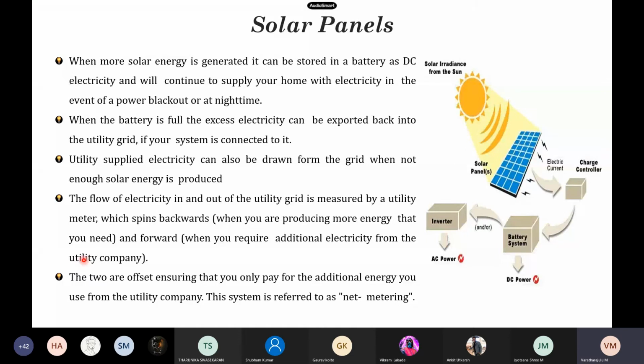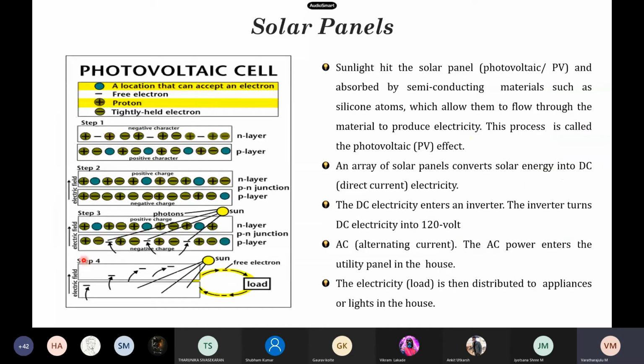See here, the protons are indicated with a plus symbol in a circle, and tightly held electrons are circled with a negative, and free electrons are given as a negative symbol, and the circle with blue color is an indication of a location that can accept an electron. N type, N layer, and we have P layer. I'll explain this one by one.